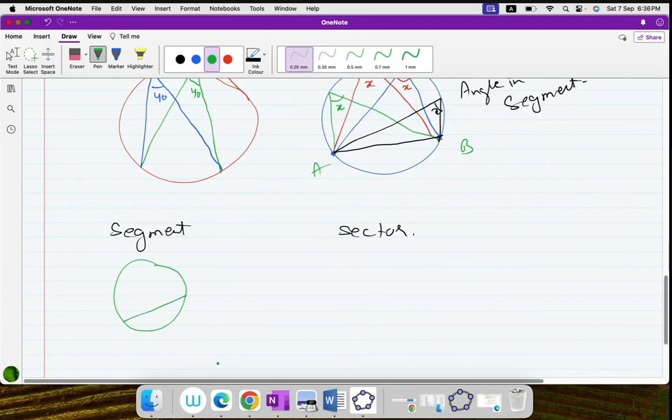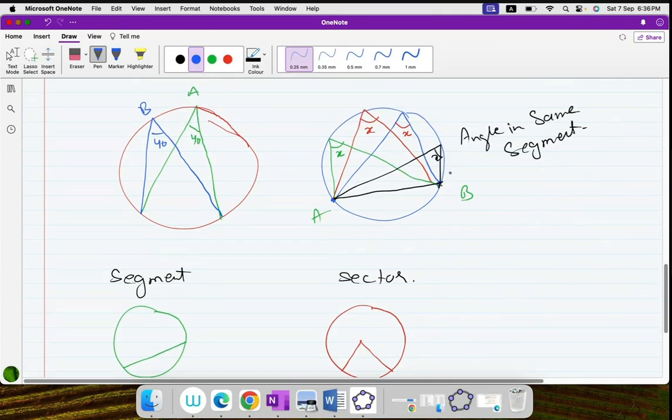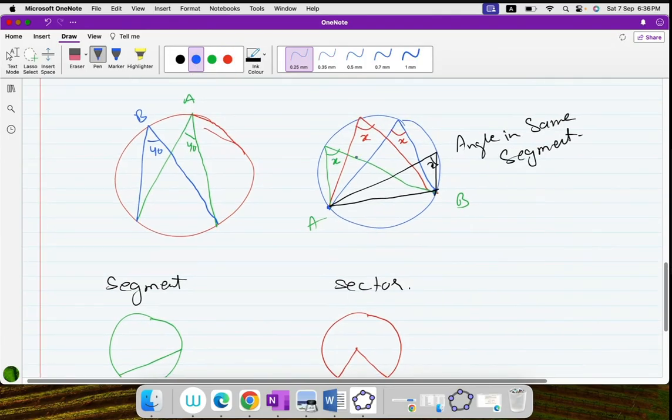These are two segments. And a segment is one straight line, I believe. So whenever it is in one segment, it is always equal. And if I draw something in another segment, that is not equal.